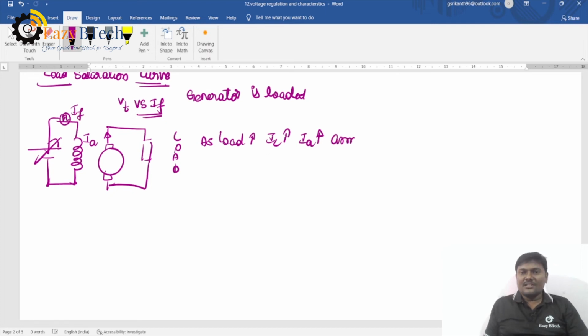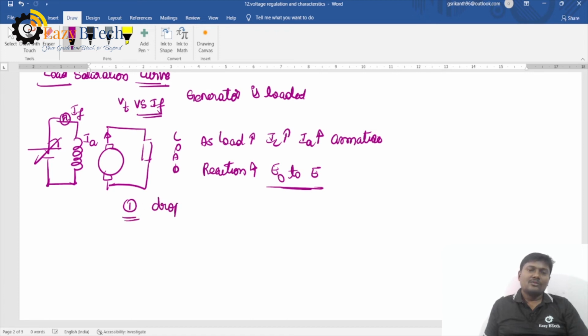And then armature reaction also increases. The effect of armature flux on field flux also increases. Then it will produce some drop. It will decrease from E0 to E due to the armature reaction. There are two drops.